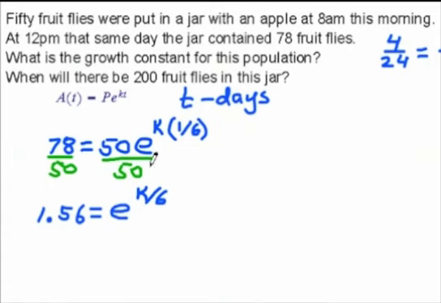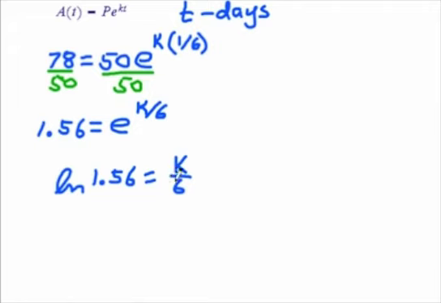Alright, now there's two ways of solving this. We can rewrite as a logarithm, or we can log both sides, or we can ln both sides. I'm of the habit of ln'ing both sides, but in this case I'm going to do it the other way and just rewrite it as a natural logarithm. Since the base is e, I know this is going to be ln base e of 1.56, the other side is equal to the exponent, which is k over 6. And then to solve for k, we're just going to multiply both sides by 6.